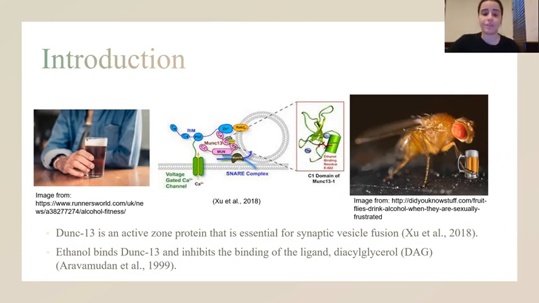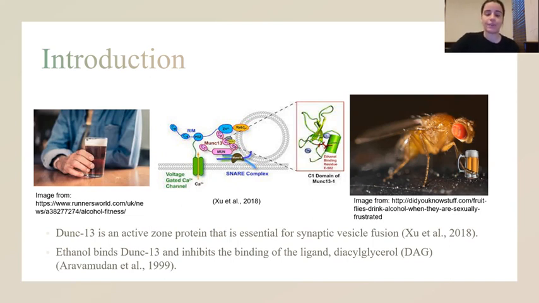Ethanol has a big effect on the presynaptic activity in neurons. And one presynaptic protein that binds ethanol is Drosophila UNC13. UNC13 is a conserved protein that is found in both humans and flies.